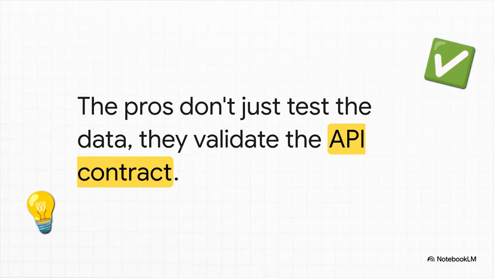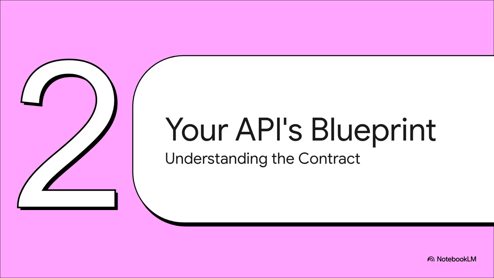But wait, here's where it gets really interesting. The best engineers figured something out. They realized they were playing the wrong game. They stopped chasing every little piece of data and started testing something much more fundamental. They started testing the contract. So what in the world is this contract?